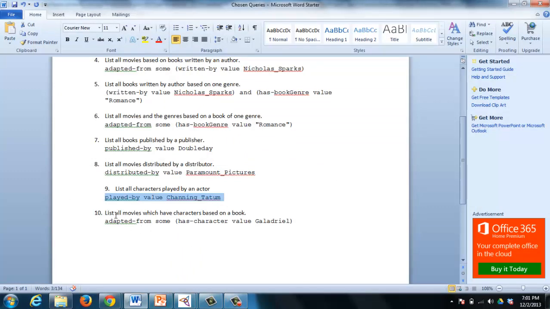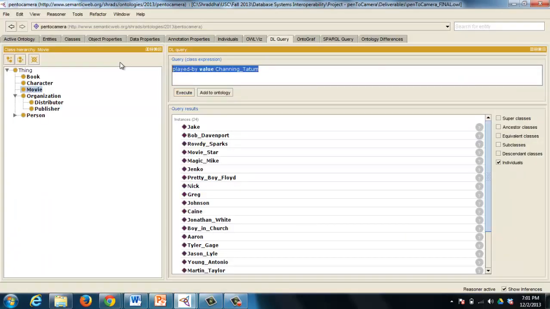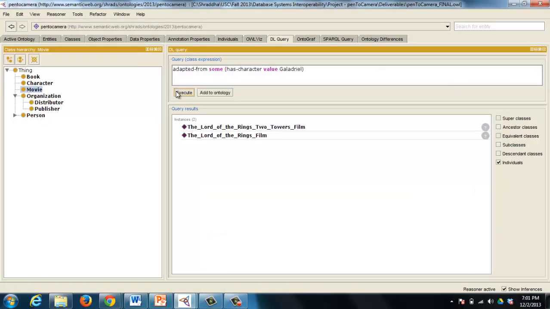If I want to find a list of all the movies which have characters based on a book, so if I want to find where Galadriel was referred, so in Lord of the Rings and Lord of the Rings Two Towers, these are the 2 Lord of the Rings movies that are present in our ontology, and Galadriel is a character in both of them. So I get a list of those movies.